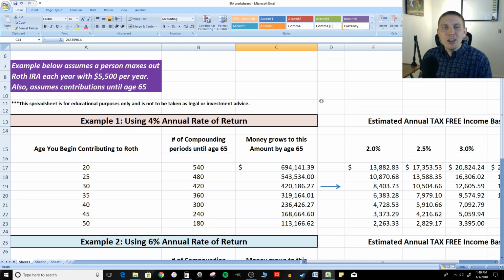Okay, so we've looked at what the money would grow to. Now let's look at how the income plays out and how I personally analyze that. You can obviously draw down the principal of the amounts you've put in.